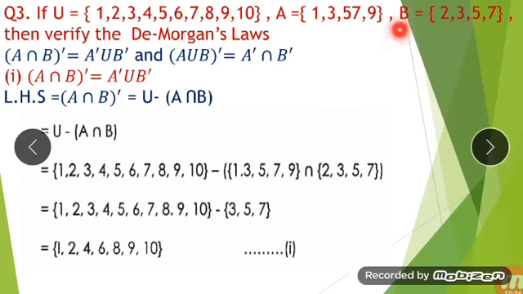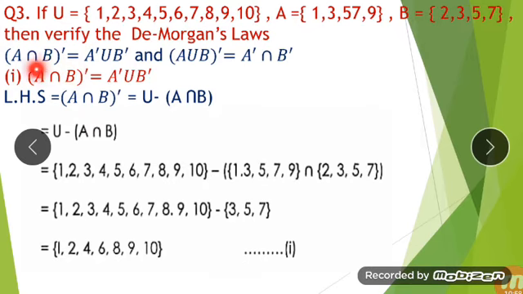This A and B are the subsets of universal set because their elements are present in universal set. So universal set is here the big set, and A and B are the subsets of this universal set. So here we have to verify the De Morgan's law, as it was already discussed that De Morgan's law has two parts, and both the parts should be verified.